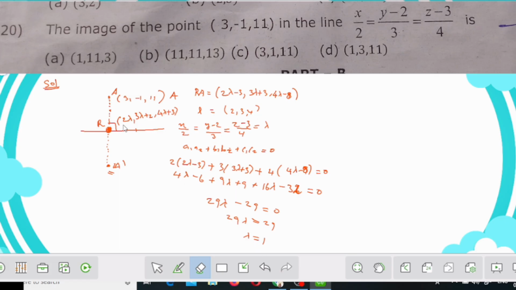So if you substitute lambda equal to 1 here, 2 into 1 is 2, 3 into 1 is 3, 3 plus 2 is 5, 4 into 1 is 4, 4 plus 3 is 7. This is the foot of the perpendicular R. You look at the picture. R is the midpoint of A and the image A dash. Suppose the image is alpha, beta, gamma, then R is the midpoint of A dash.